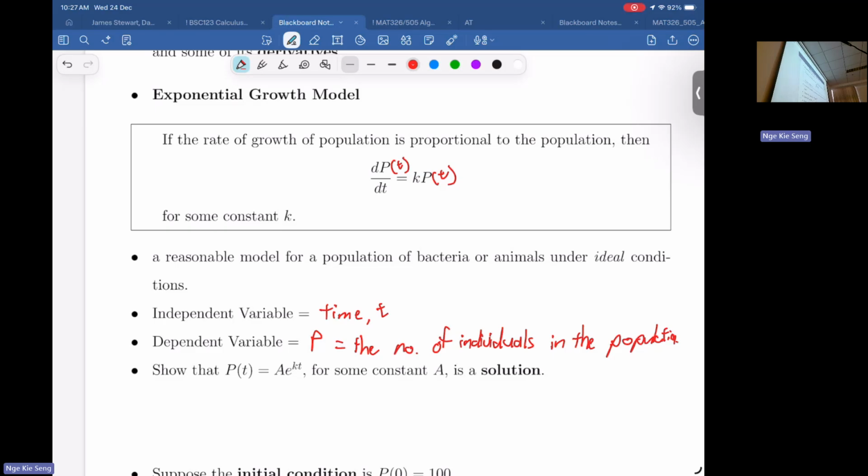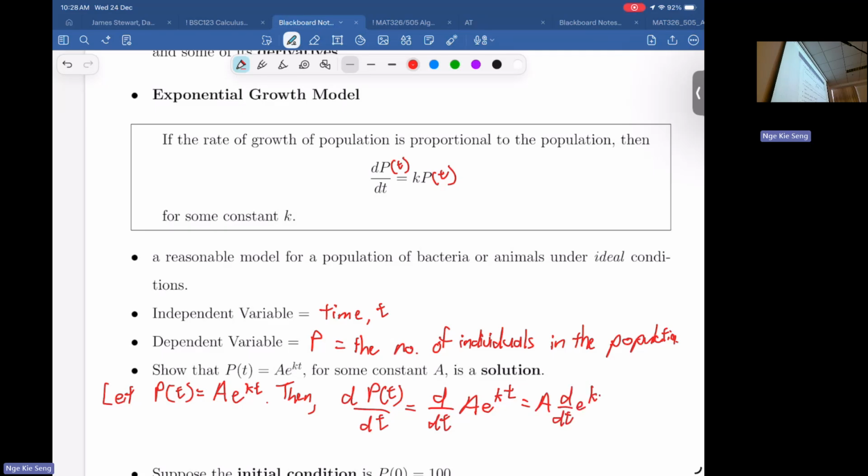So we will let P(t) equal A times e to the kt. Then let's compute the derivative of this, dP/dt, which is the derivative of A times e to the kt. I need to mention that the derivative is linear, meaning you can pull out the constant first and then do the derivative. So here, e to the kt.